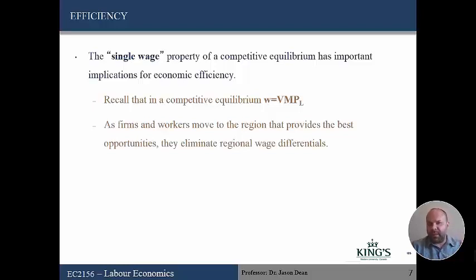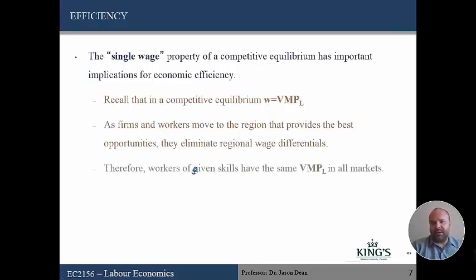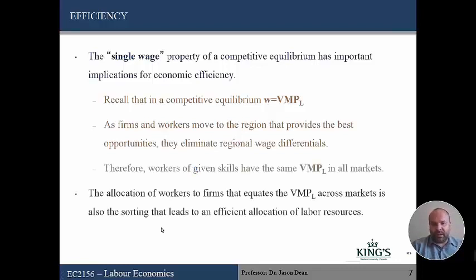So the overall economic pie is going to be bigger if you reallocate workers from the southern part to the northern part until the wage is equal. That will give you a much larger welfare. And that's exactly what the market does on its own, so you don't need a benevolent social planner. The allocation of workers to firms that equates the value of marginal product across markets is also the sorting that leads to an efficient allocation of labor resources.